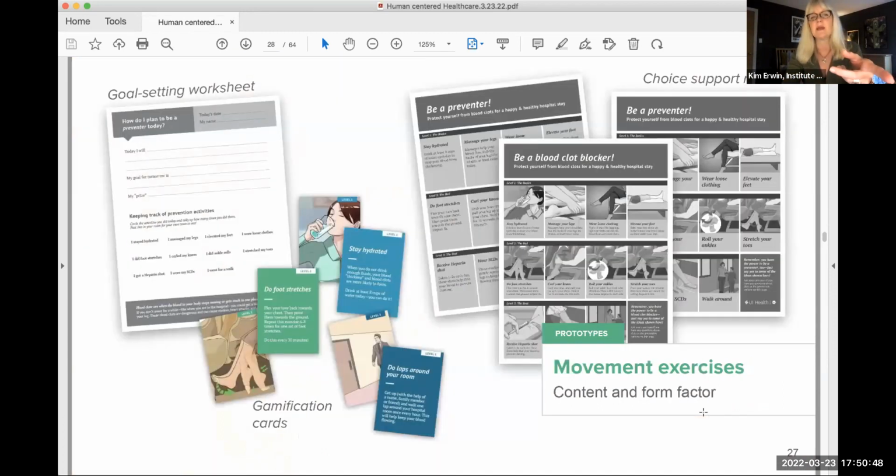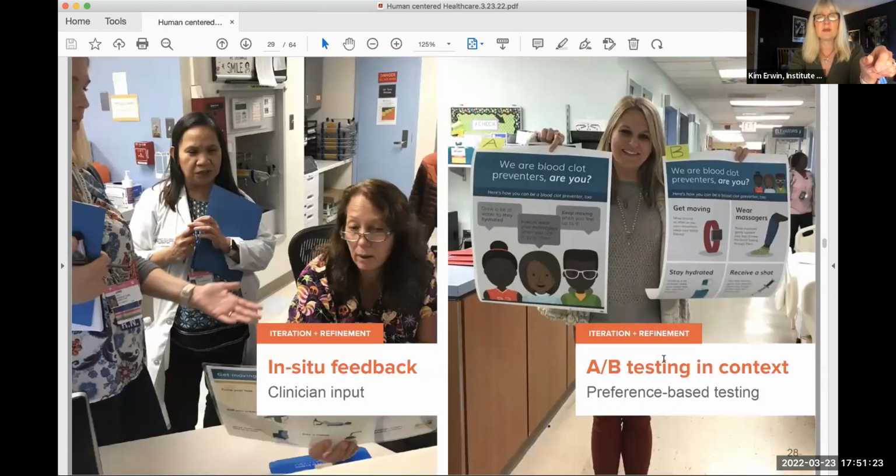These are some concepts we set aside. We had a goal setting worksheet, which seemed to fit the desire of nurses to get patients to self-identify and commit to doing certain things every day. We created these cards down here that sort of turned different mobility efforts into a game. We created some movement exercise sheets that were inexpensive to produce and, because of infectious disease control purposes, you can't reuse them. None of these made it into the final cut, but they were concepts we identified.